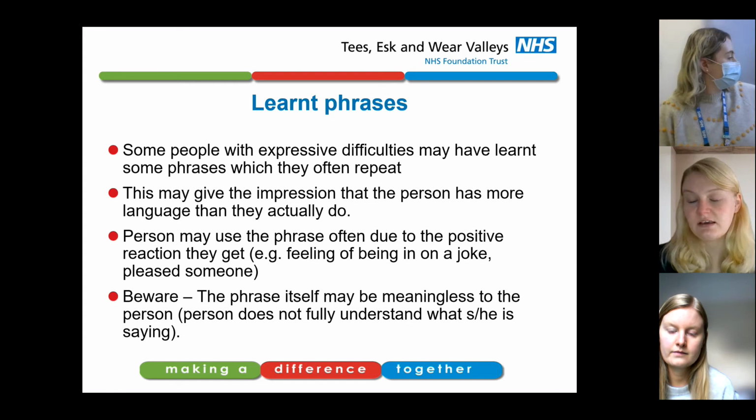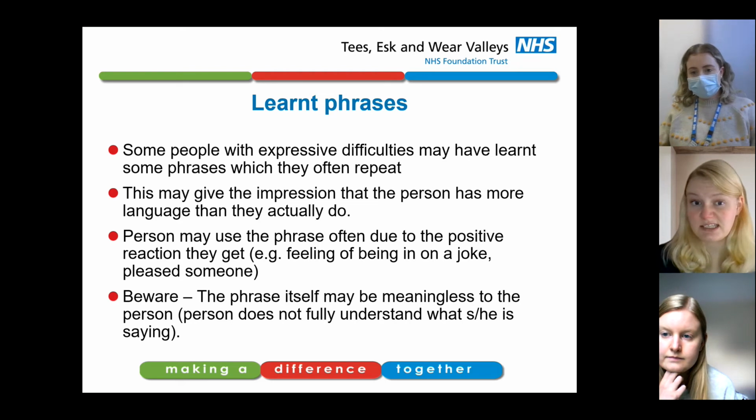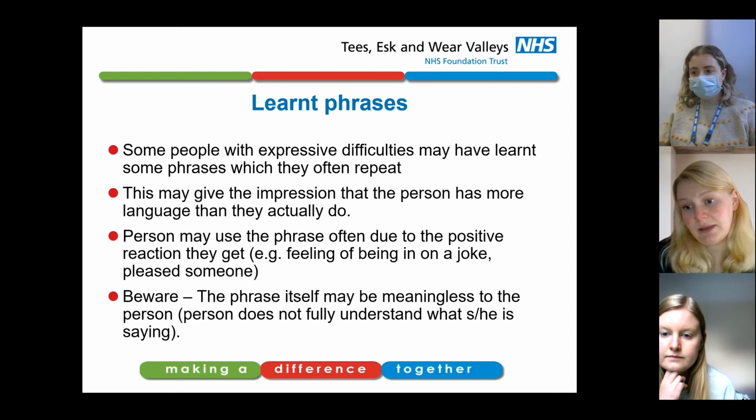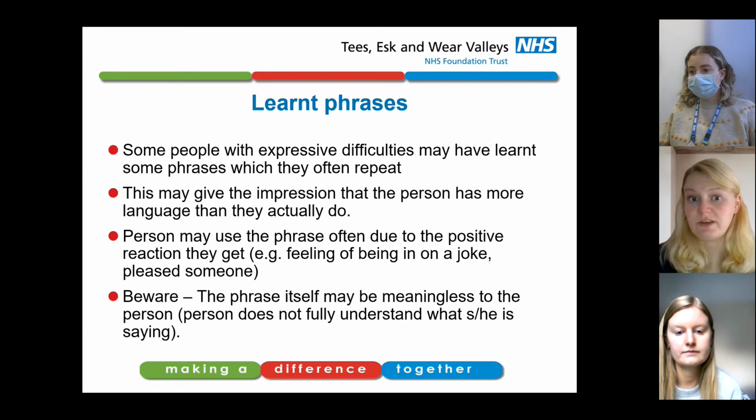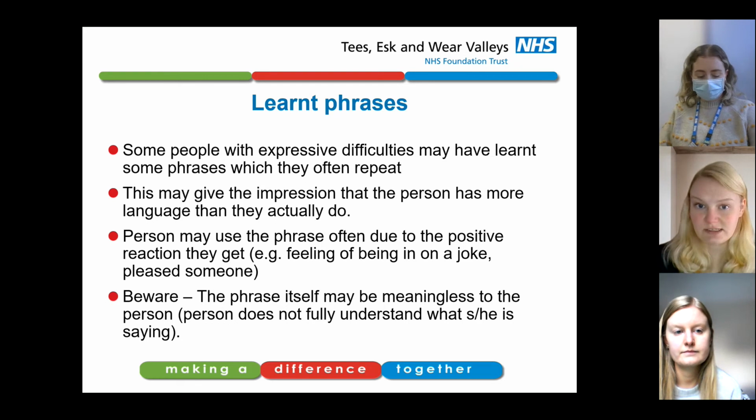So learnt phrases. Some of our service users might talk a lot and make sentences, but actually when you pick it apart a little bit, they might not actually be saying much. They might just be copying back what we've said or what they've heard. Sometimes these are called learnt phrases. They give the impression that the person has quite a lot of language, more than they actually do. But when you unpick it, they've just heard it and they're just repeating it. They've learnt that phrase and they're using that phrase.